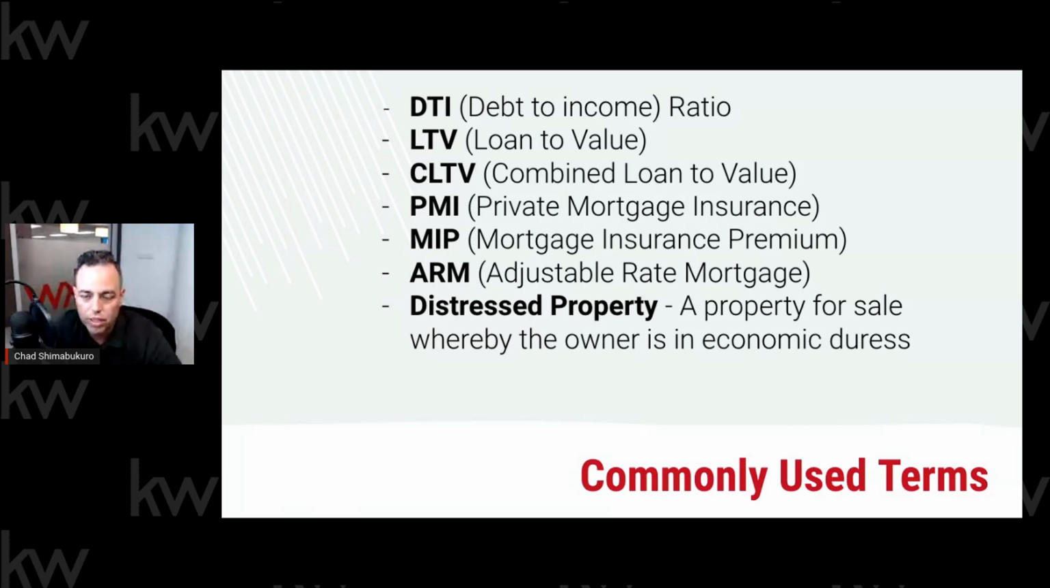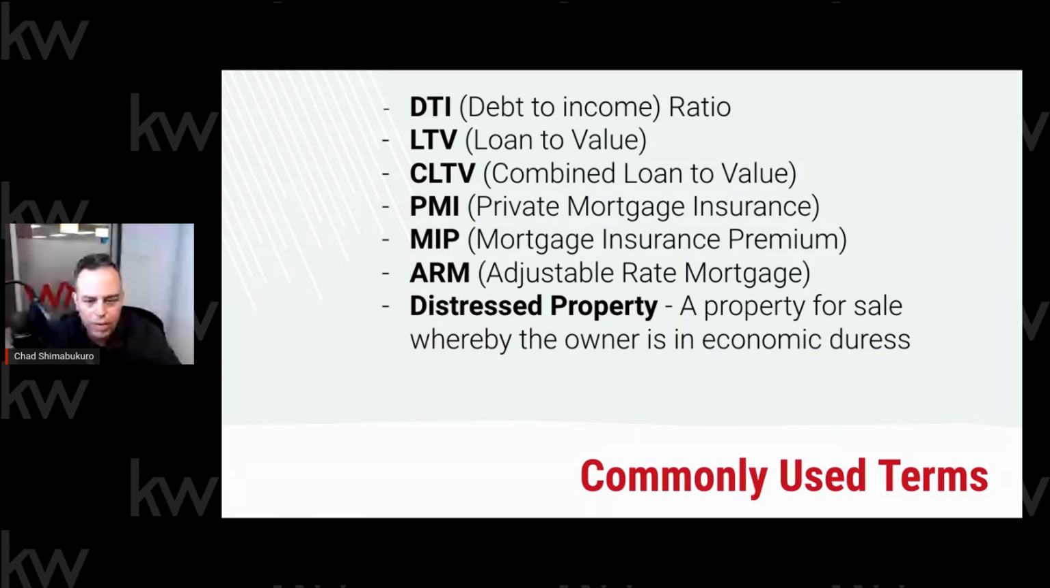And CLTV is if you have a second mortgage on there as well. So if you do put down 10% and you have a 10% equity line or HELOC and an 80% first mortgage, you would have an 80-10-10 or 90% combined loan to value. So it's just how it's structured and how lenders look at it. And the higher that loan amount or LTV, the higher the CLTV, the greater the risk, and so therefore your interest rate could be a little bit higher.